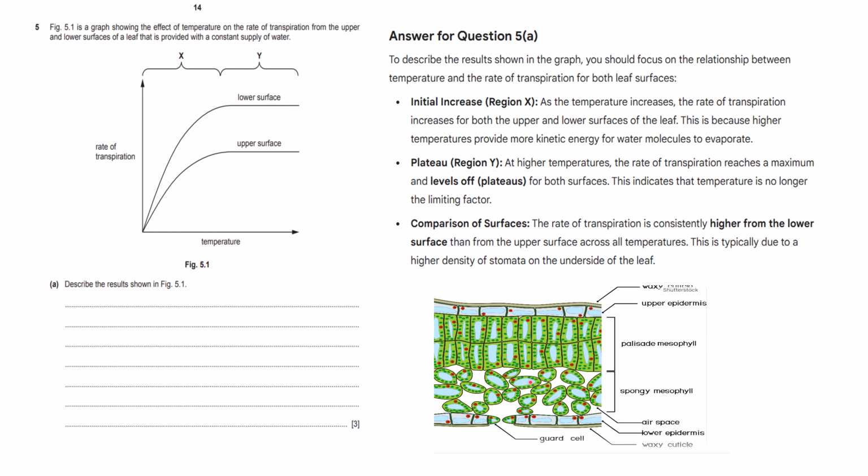Here is the internal structure of the leaf: upper epidermis, palisade mesophyll, spongy mesophyll, air spaces, lower epidermis, waxy cuticle, and guard cells.